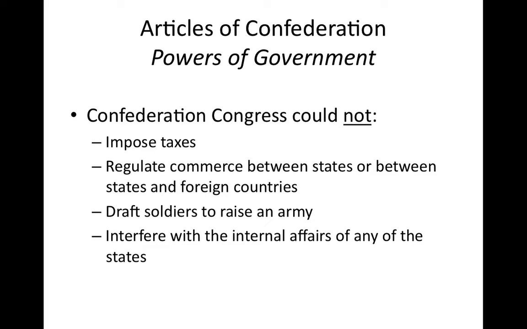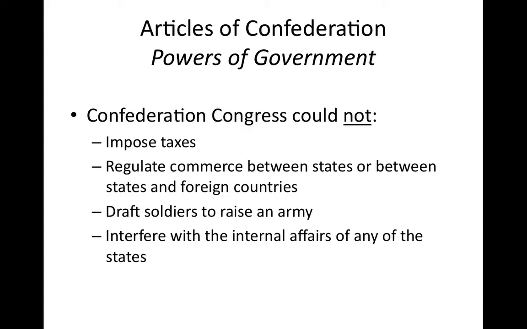The Confederation Congress also could not draft soldiers to raise an army. So, say that they declared war, well, then it would be up to the states to provide the soldiers to create an army to fight that war. Otherwise, Confederation Congress could declare war all it wanted to, but without an army, it couldn't fight that war, and it had no power to independently raise an army.